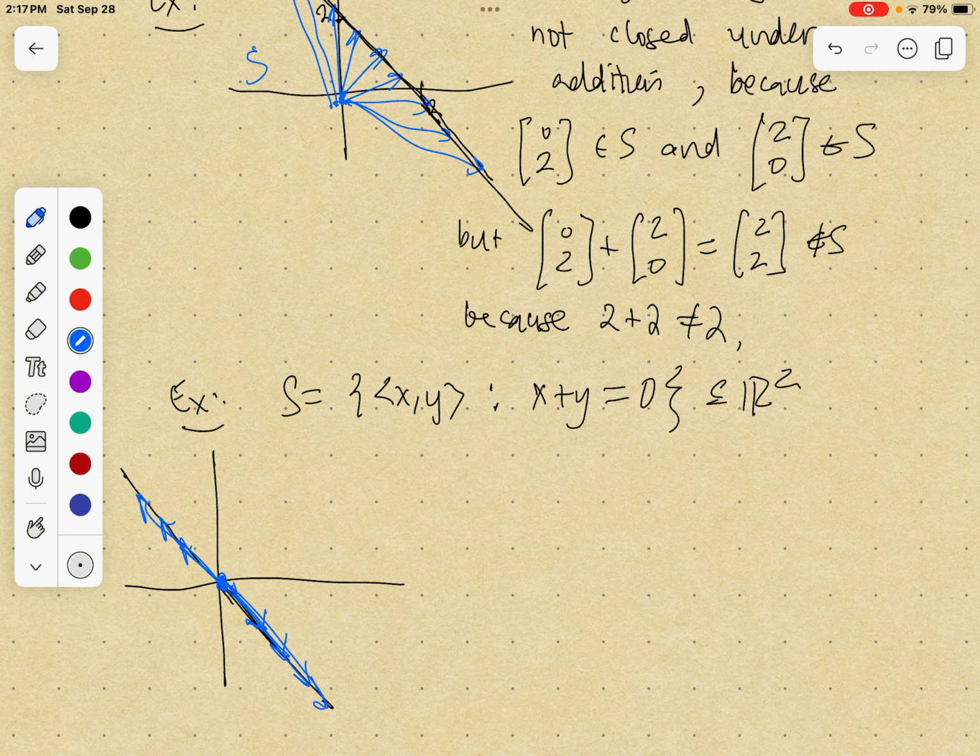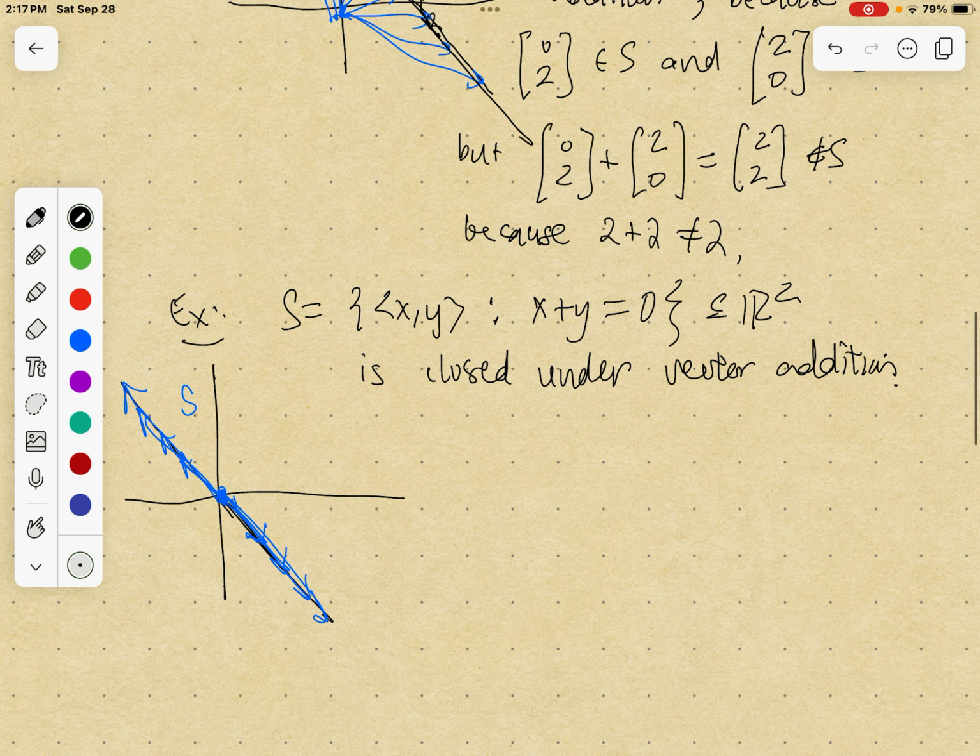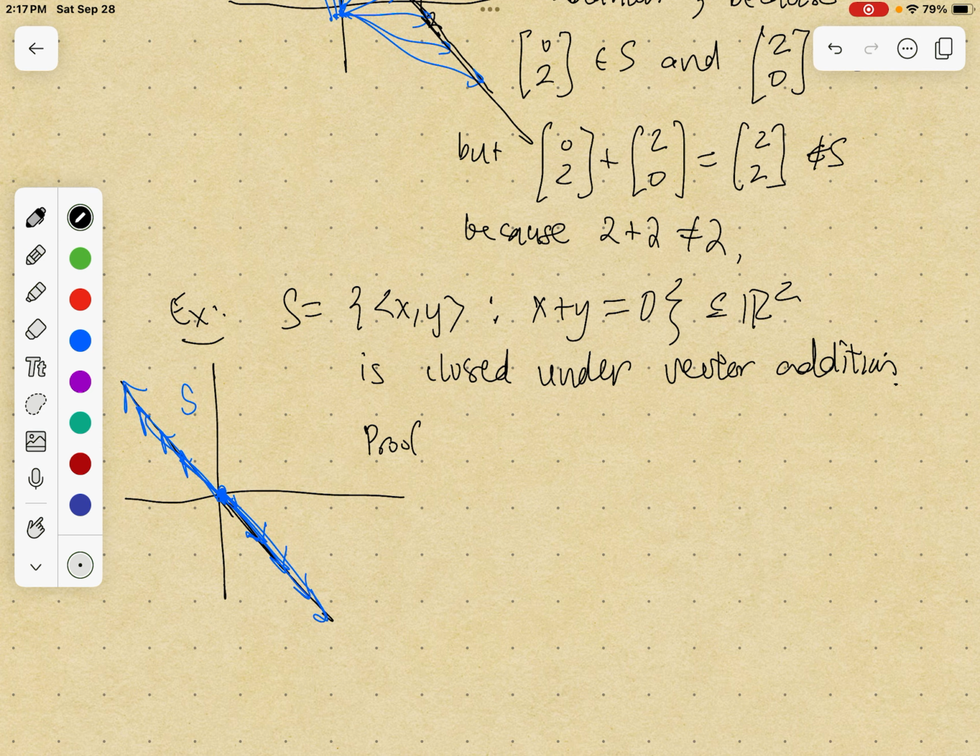Now notice that, as you can see from the picture, whenever you take two vectors in S, the sum will still stay on the line. So let's prove this algebraically. So this is in fact closed under vector addition. The proof is that we need to take two arbitrary vectors in S and show that the sum is in S. So suppose that you have two random vectors in S, V and W.